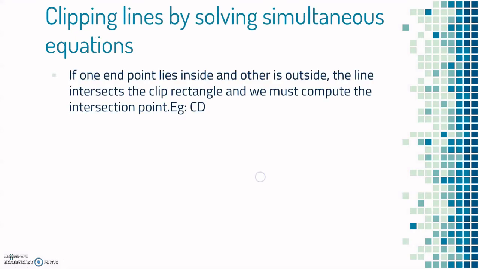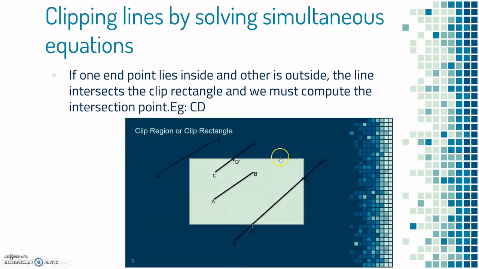Now I'll move on to the next case. If one endpoint lies inside and the other is outside, the line intersects the clip rectangle, and we must compute the intersection point, for example CD. Here C is in the interior and D is outside the clip rectangle. So we have to clip the line and find the intersection point, clipping it at D dash.